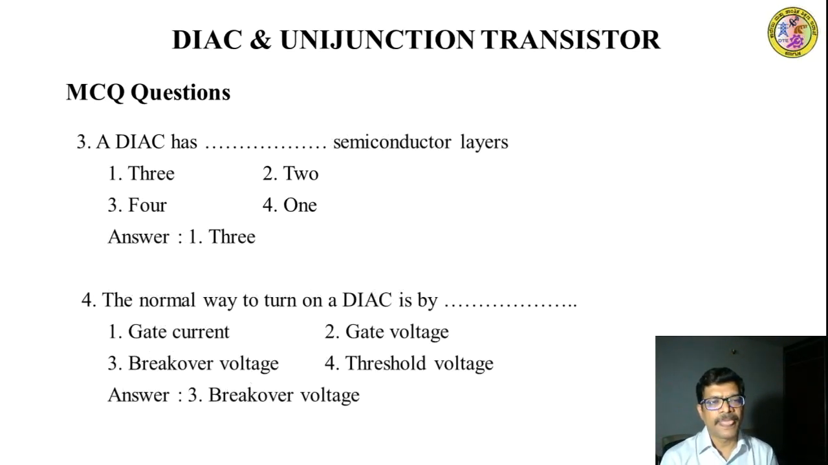Question number 3. A DIAC has dash semiconductor layers: 1, 3, 2, or 4. The answer being 3. Question number 4. The normal way to turn on a DIAC is by gate current, gate voltage, breakover voltage or threshold voltage. The answer is the third one, breakover voltage.